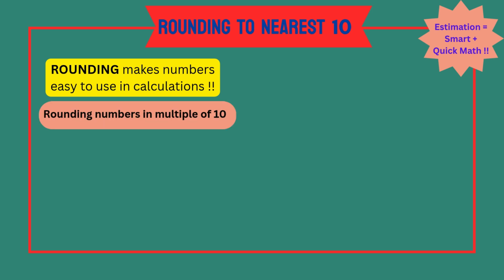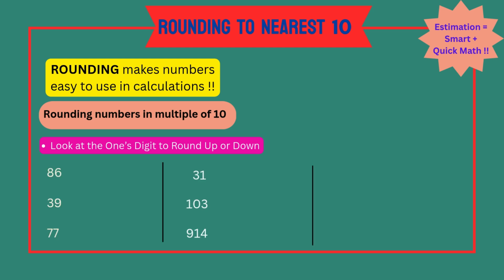Let's learn how to round numbers to the nearest 10. We look at the ones digit. If it's 5 or more, we round up. If it's less than 5, we round down. Look at these examples. 86. The ones digit is 6, which is greater than 5, so we round up. 86 becomes 90. In 39, we again round up, so 39 becomes 40.